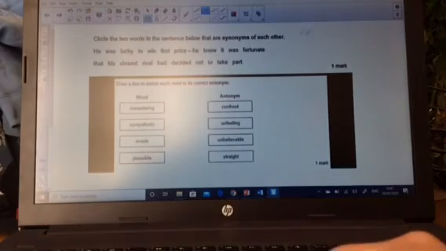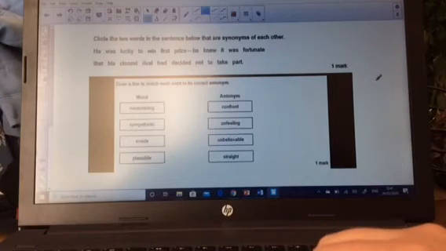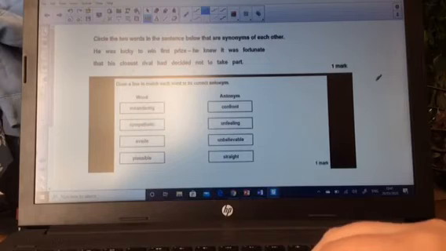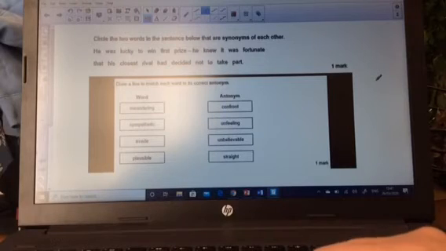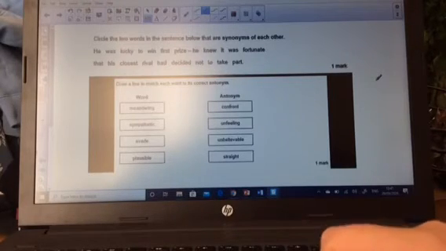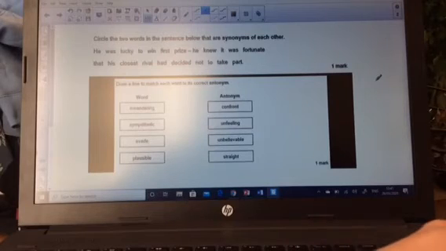Have a look at these two SAT style questions now. Pause the video and have a go at them. So your first one is, circle 2 words in the sentence below that are synonyms of each other. He was lucky to win first prize. He knew it was fortunate that his closest rival had decided not to take part. And your second one is, draw a line to match each word to its correct antonym. So your words are meandering, sympathetic, evade and plausible. And your antonyms are confront, unfeeling, unbelievable and straight. So pause the video now and have a go. Come back in a few minutes and we will check your answers.